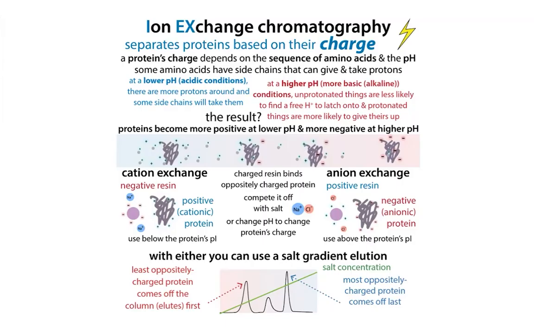Because remember, the pI is the point at which you're neutral. Below that, there are more protons, so more of it gets protonated. The protonated outweigh the deprotonated, and your protein becomes positive. At a higher pH, there are fewer protons available, so less of those sites are going to be protonated. You're going to have your protein be negative.